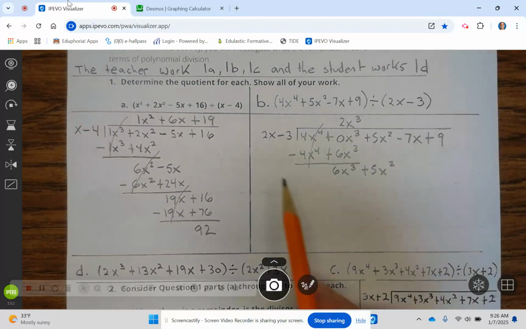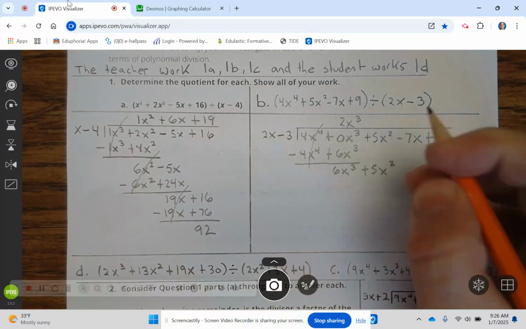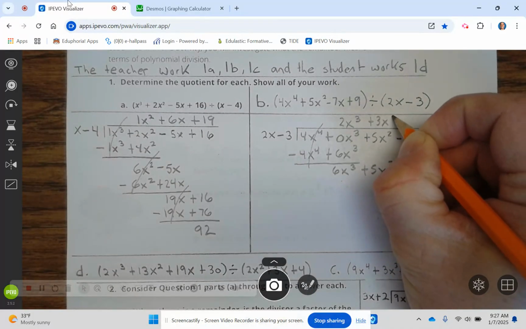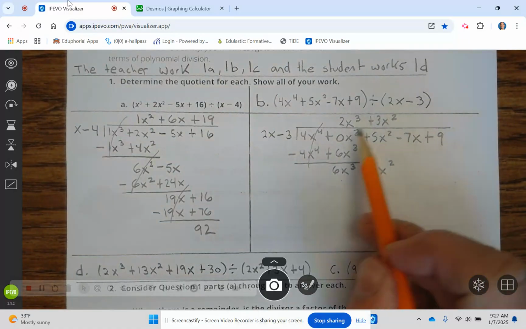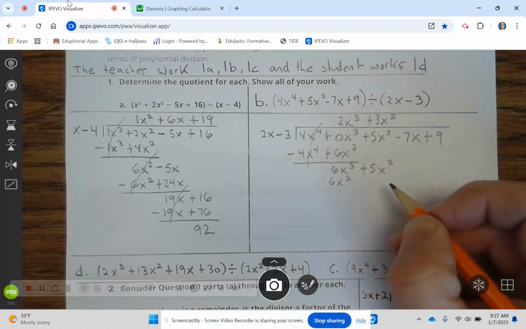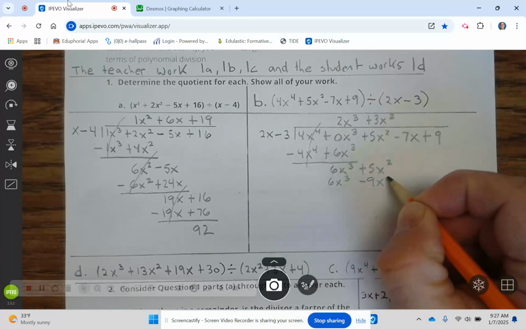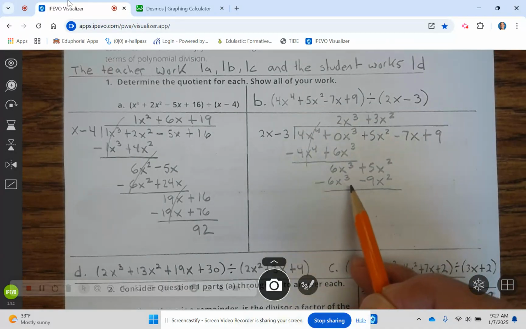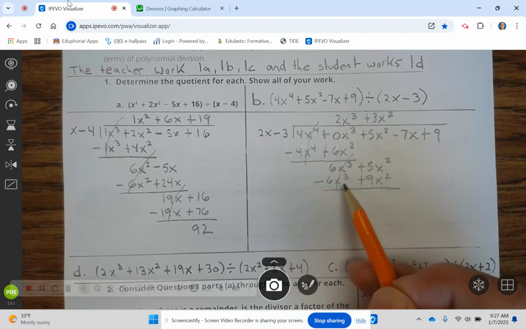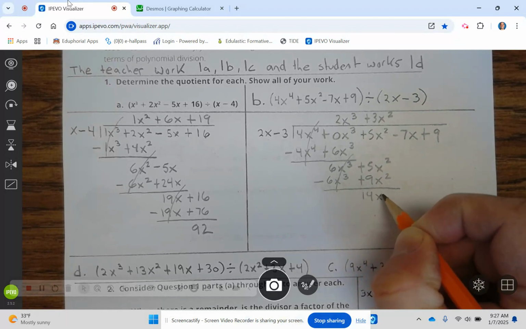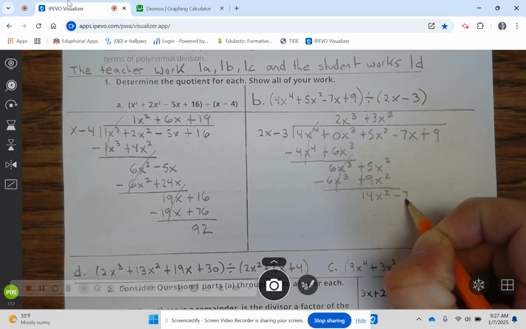Now we ask ourselves, what do you multiply 2x by to give you 6x cubed? The answer to that is plus 3x squared. Then we multiply. 3x squared times 2x is 6x cubed. 3x squared times negative 3 is minus 9x squared. We subtract. A negative becomes positive. This cancels. 5x squared and 9x squared is 14x squared minus 7x.